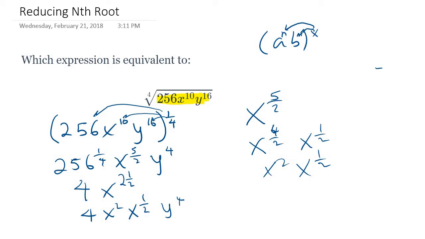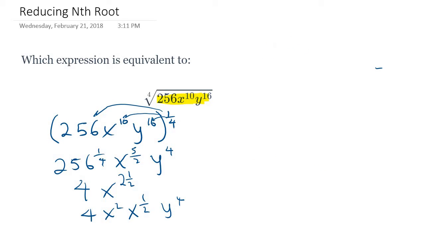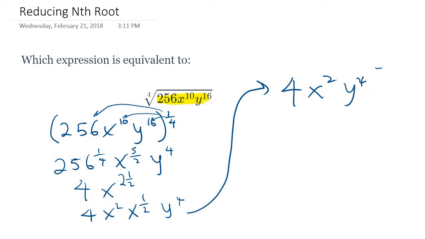Now we are going to rewrite all of this with a square root. The only thing left that is a square root is the x. So this expression becomes 4x squared, and then y to the 4th, and then the root of x.